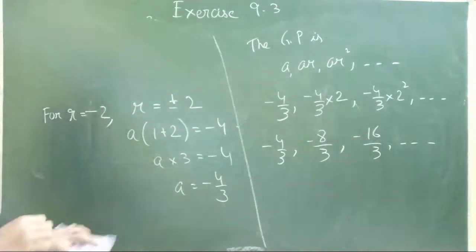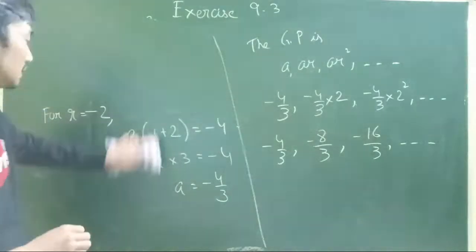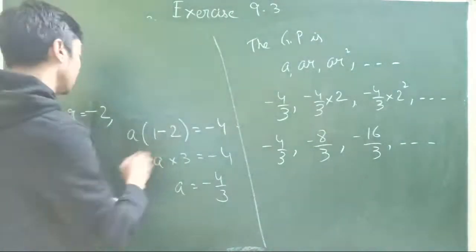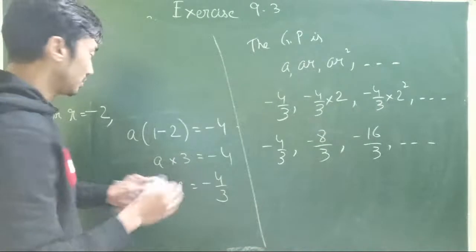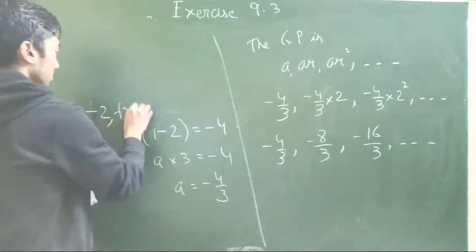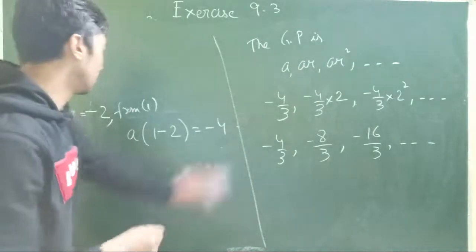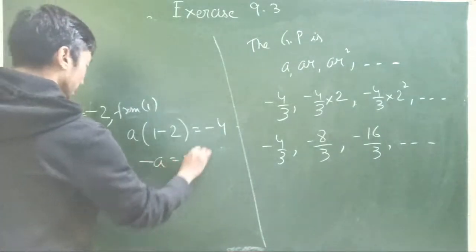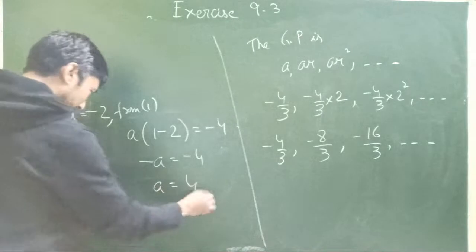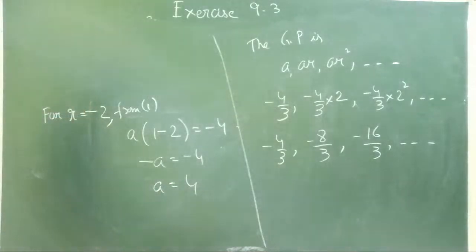When the value of R is equal to minus 2, then as per equation 1, this will be A times (1 minus 2). So in that case, we will have minus A equal to minus 4. So in that case, A is equal to 4.